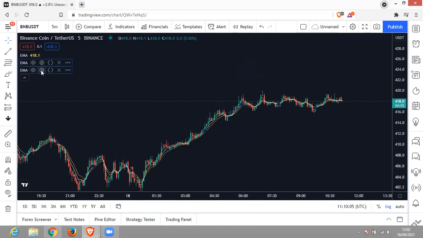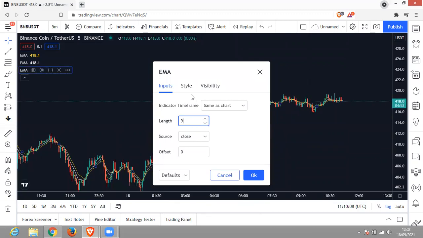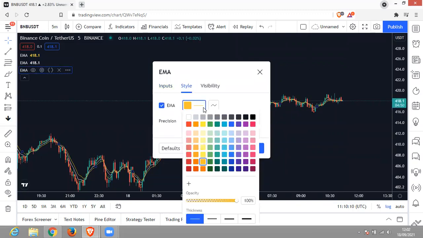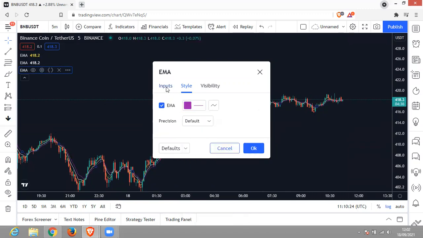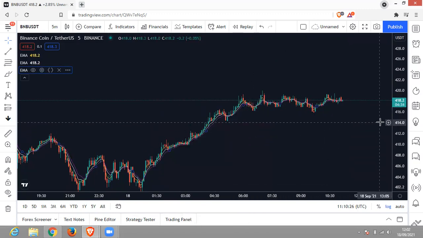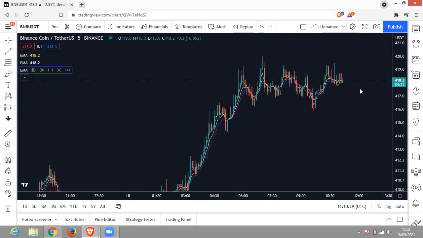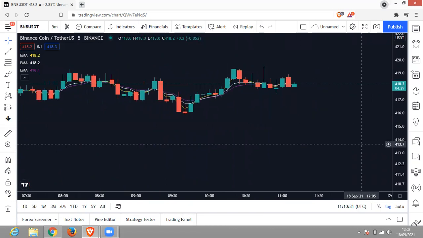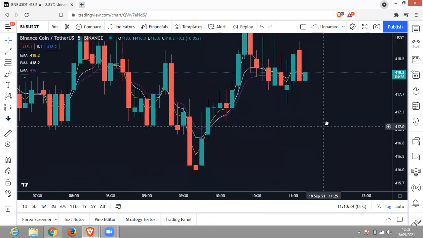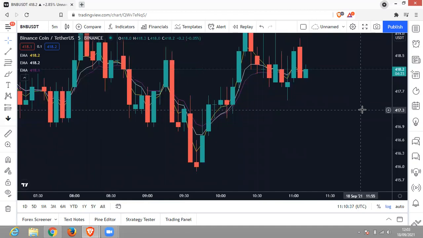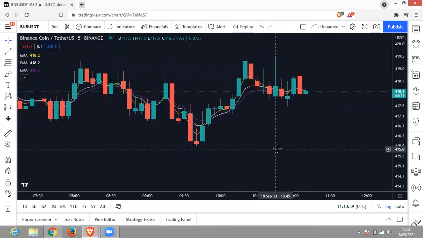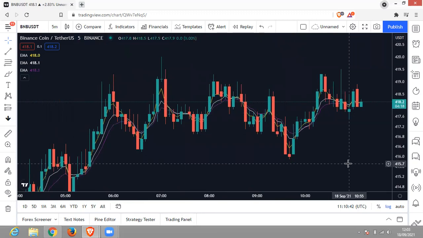Now for the last one, I'm going to change it to 9. So it's already on 9. So for style, I'm going to change the color to, which color do I use? Let me use blue. So I can see all 3 on the chart. So I have 3 of them added here. Let me zoom in and confirm if I can see all 3. So I have yellow, I have white, I have blue. Perfect, perfect.